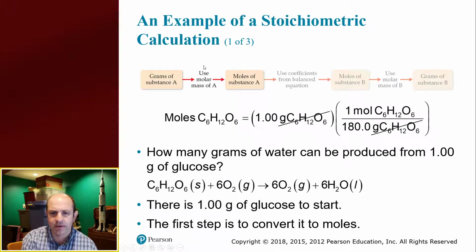So if we do an example here, it says how many grams of water can be produced from 1 gram of glucose. So we have our balanced reaction. If you guys remember from biology, this is our cellular respiration, how we get energy in our bodies. So we have 1 gram of glucose. Our first step is to go from grams to moles for substance A, glucose. So we say 1 gram of glucose times its conversion factor, 1 mole of glucose over 180 grams of glucose. And they show us that the units are canceling nicely.